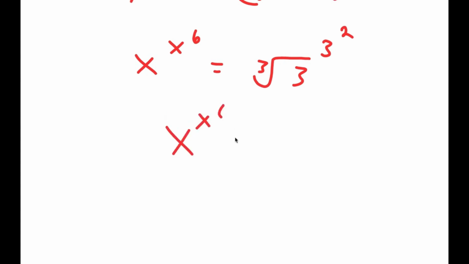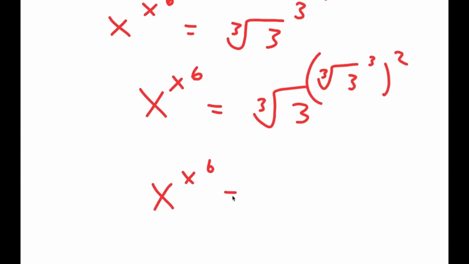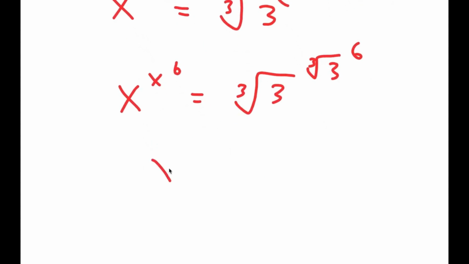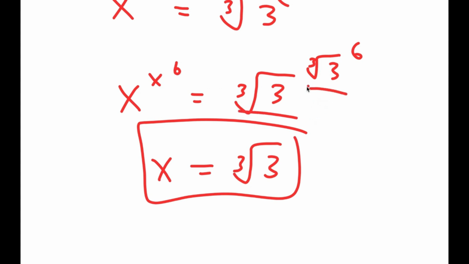Now from here, I get x to the power of x to the power of 6 is equal to the cube root of 3 to the power of the cube root of 3 to the power of 3 to the power of 2. And this is equal to the cube root of 3 to the power of the cube root of 3 to the power of 6. Meaning x is equal to the cube root of 3, because it's in the form x to the power of x to the power of 6.